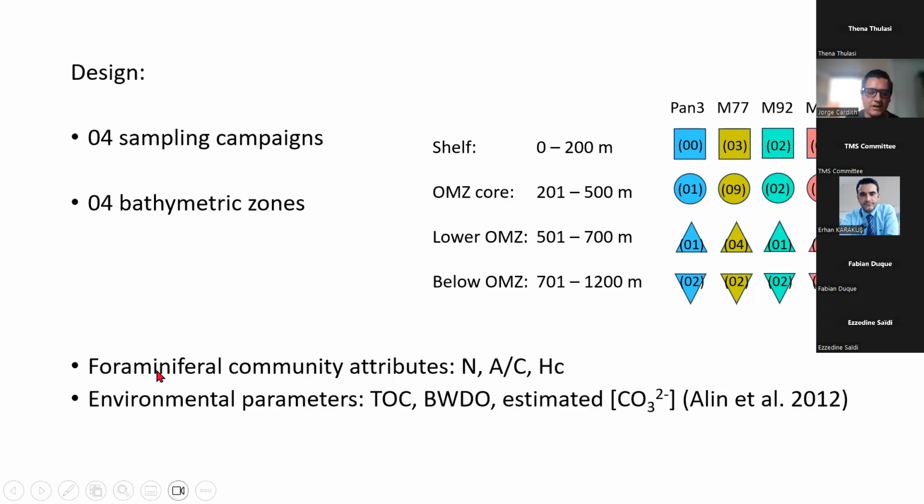This is in red. The foraminiferal community attributes that are used are the abundance, the agglutinated to calcareous ratio, and the Shannon index for the calcareous foraminifera only. The environmental parameters that I assessed are the TOC, total organic carbon in the sediments, the bottom water dissolved oxygen, and also I estimated the concentration of the carbonates in the bottom waters using some empirical models from this paper, Allen et al. in 2012.